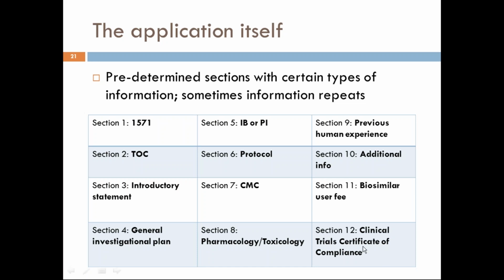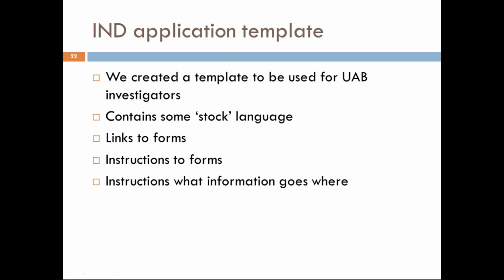And then section 12 is your clinicaltrials.gov form. So we created a template to help UAB investigators with this. It contains some stock language like description of the facilities at UAB, so you don't have to go and Google that because you're always like, oh man, where did I find that last time I needed to find it. Links to forms and instructions to forms.